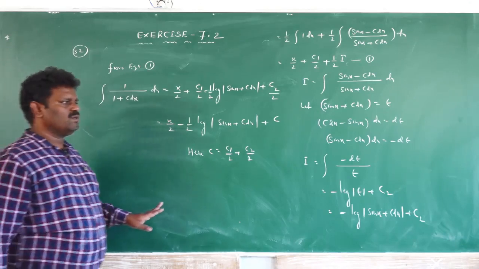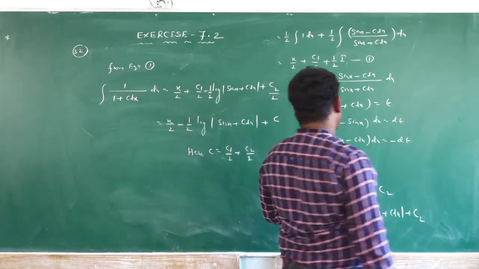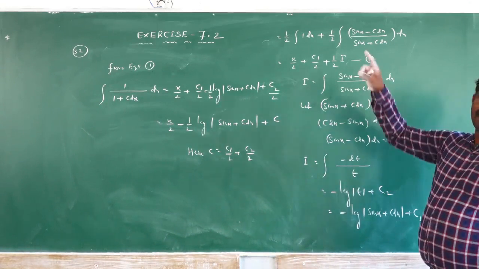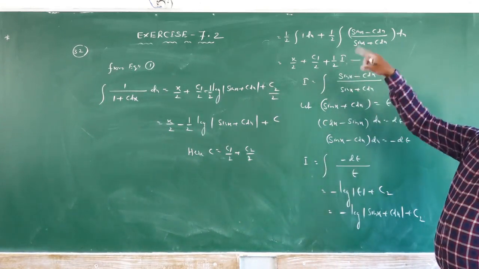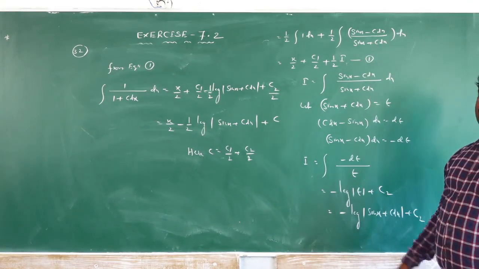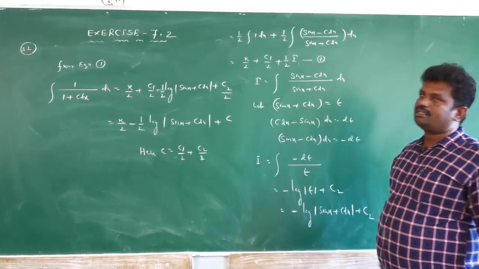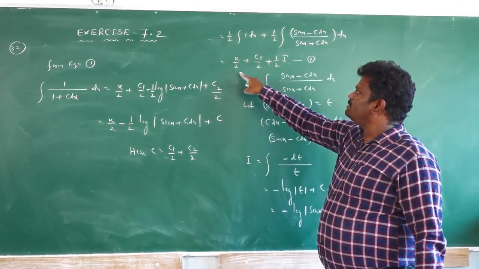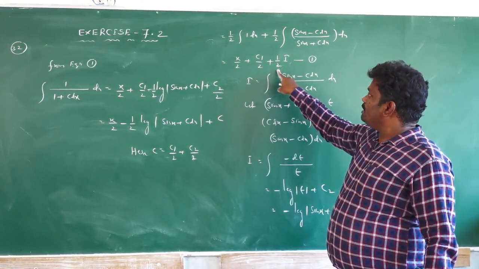So once again, listen. First, the given integral is integral of 1 by 1 plus cot x dx. Then we write cot x as cos by sin and find the LCM, and finally simplifying, we get x by 2 plus c1 by 2 plus 1 by 2 into I.